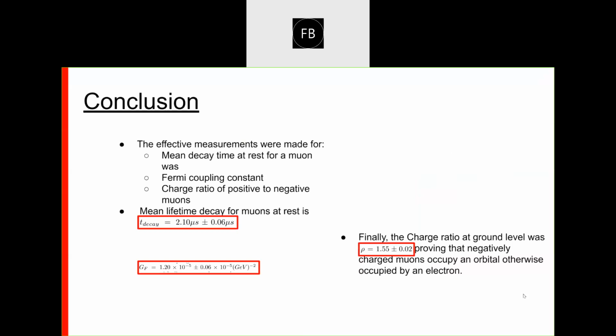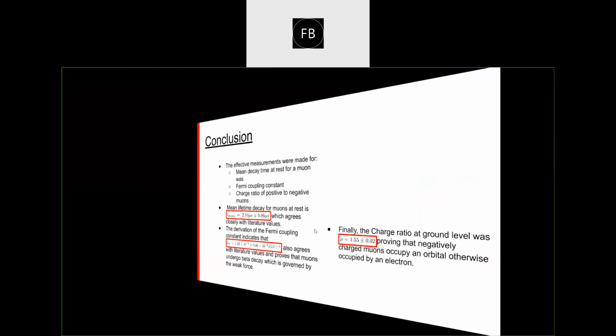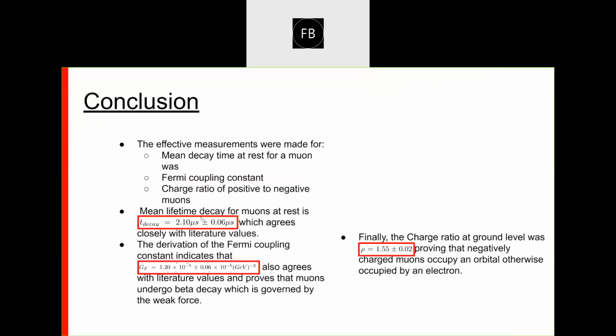Now, in conclusion, these were the values measured, where the time of decay was approximately 2.1 microseconds.